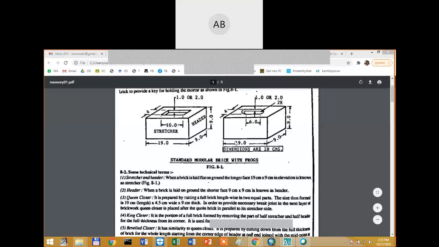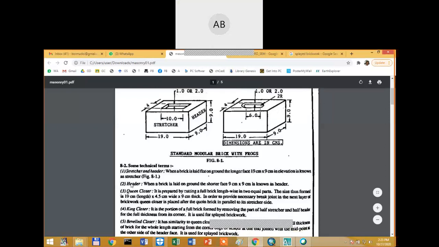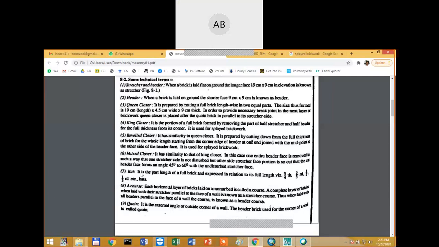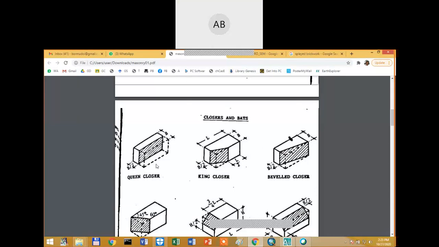Let me switch off. Then it says, what is a queen closure? In order to know that, you have to go to the next page. So it says if you cut the brick in half along the length like this, the total length is B, and if you cut the brick in two halves, this is B by 2 along the length. So one part will be called a queen closure.